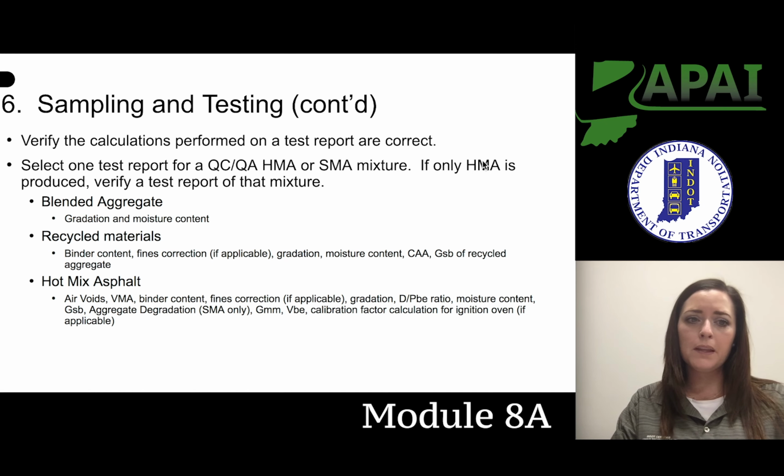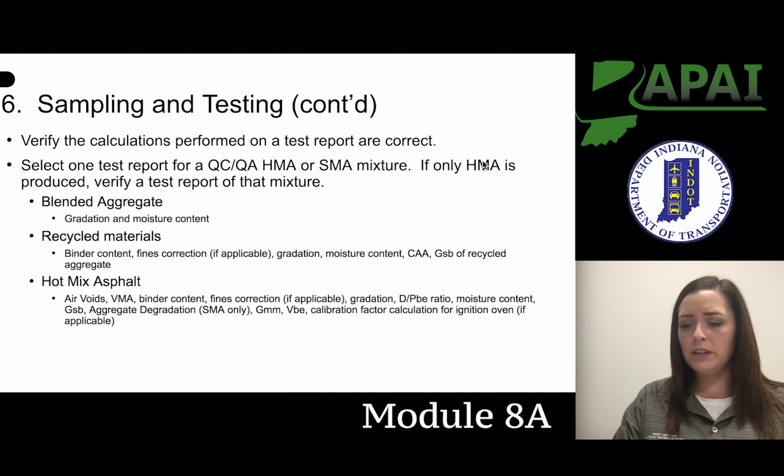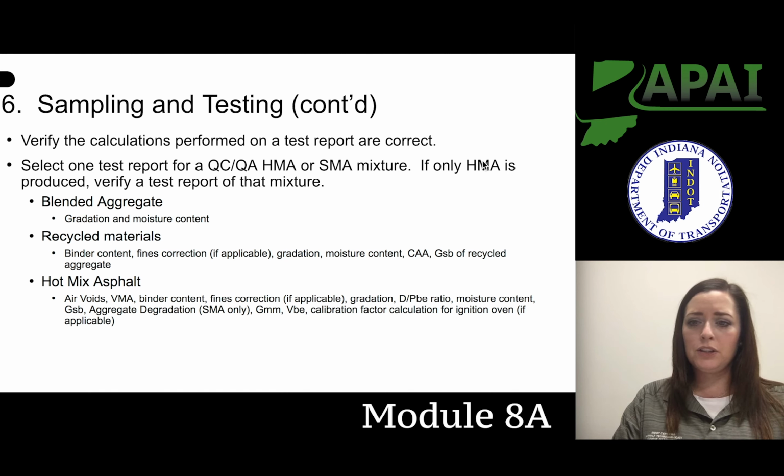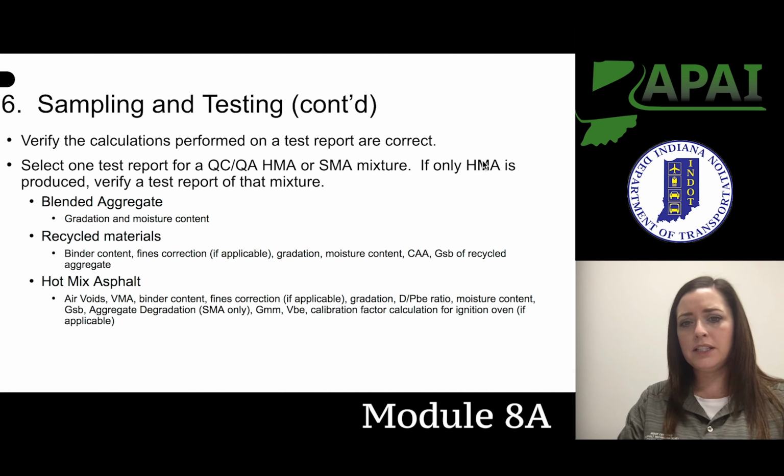We also need to provide, as contractors, a blended aggregate sheet. This is so that INDOT can verify that the calculations for gradation and moisture content are being done correctly. And we also need to provide a spreadsheet that shows the type of recycled materials that we have and the calculations of test results on those recycled materials. We have to make sure that those reports show binder content, fines corrections if we're running those, gradation and moisture content, coarse aggregate angularity, and the bulk specific gravity of that recycled aggregate.